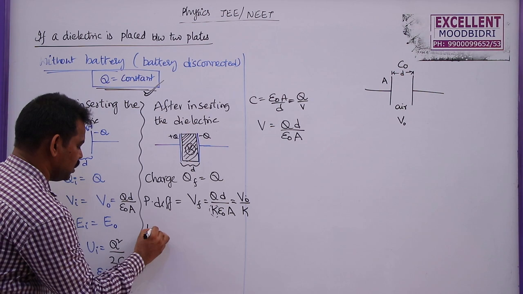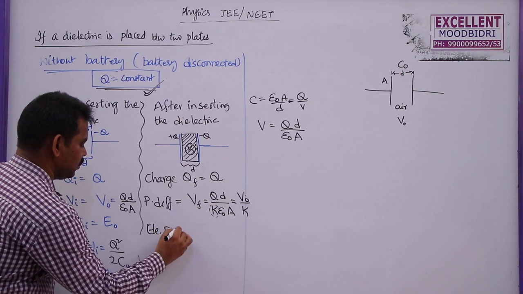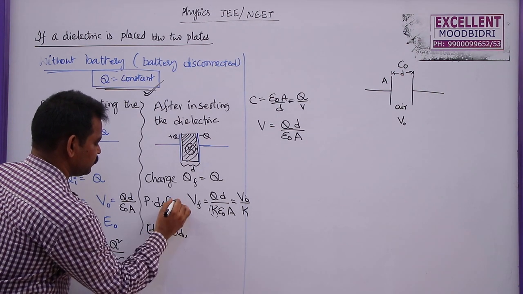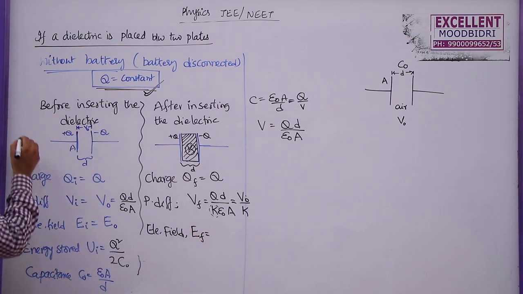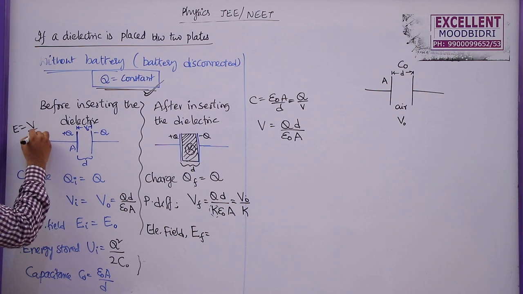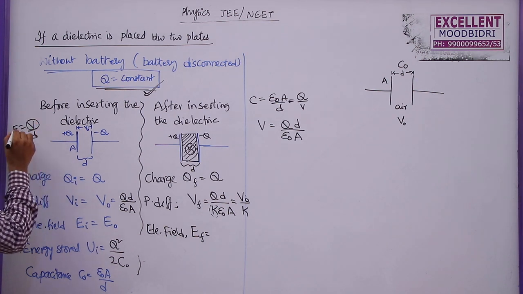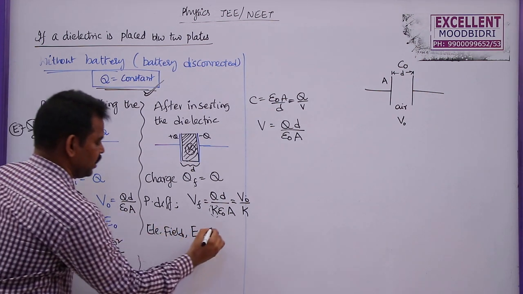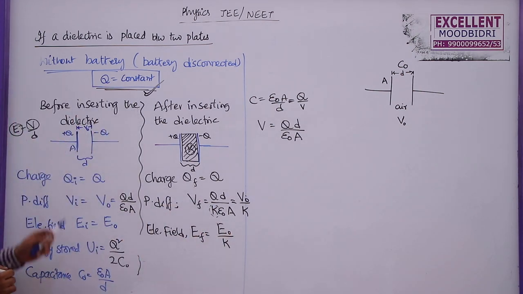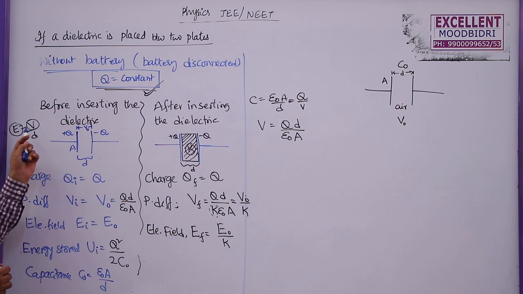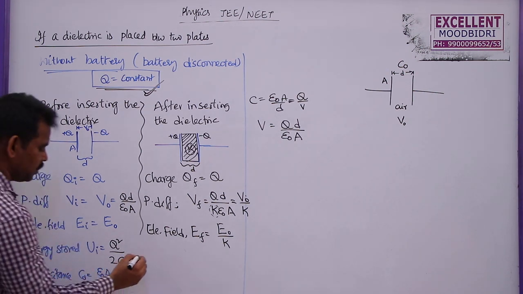So what happens to the electric field? The electric field between the two plates, final electric field, we know that E is equal to V by D. As V decreases by K times, E also decreases by K times. So you can write directly E naught by K, since E is equal to V by D or V is equal to ED. Next, what is energy stored here?